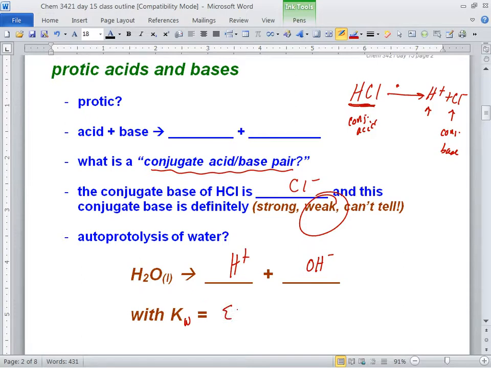Concentration of hydrogen ion, the hydroxide, all over. Why is it 1? Because it's a liquid.